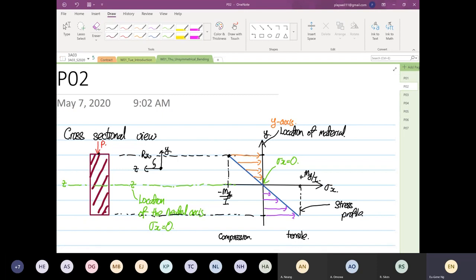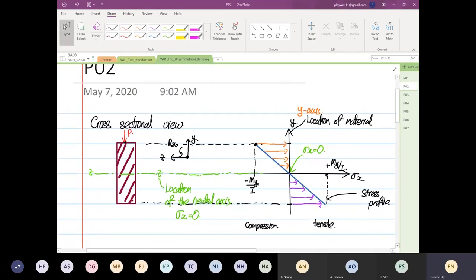I believe this is just a recall from your 2P, right? In 2P, I believe Dr. Koshi will have taught you how to draw a stress profile, the cross-sectional view stress profile, and define what a neutral axis is. So far, any questions, please?